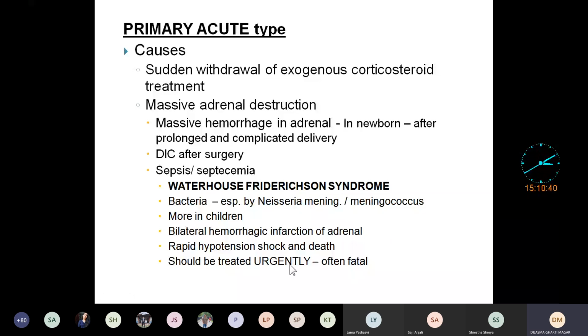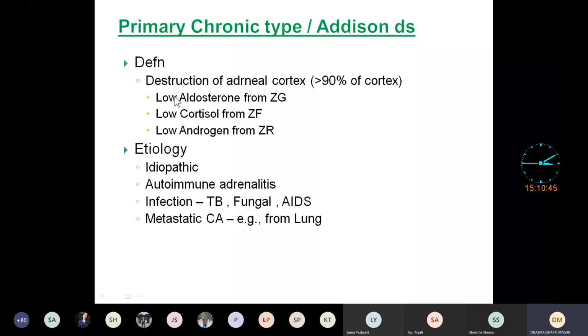So now we are coming to the primary type. Primary is of two types. One is the acute and another one is the chronic type. Now we are coming to the primary chronic type, and it is also known as Addison disease. Here, in case of Addison disease, the adrenal cortex, whatever hormones it is releasing, 90% of the cortex is destroyed. That's why no more hormone will be released, or very little.